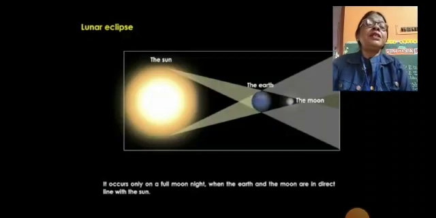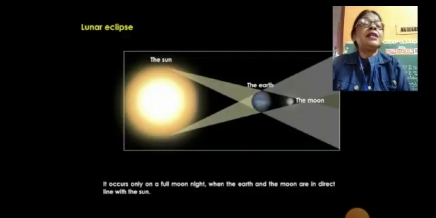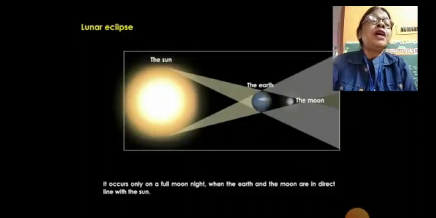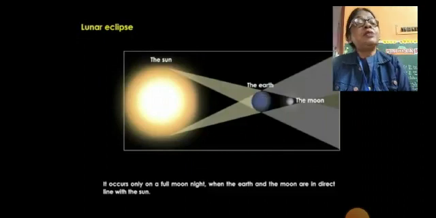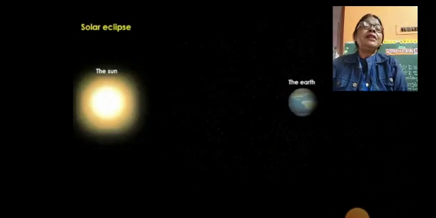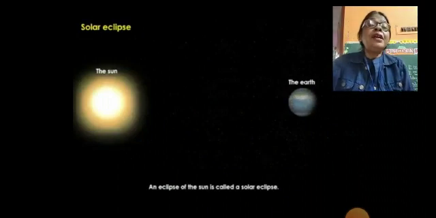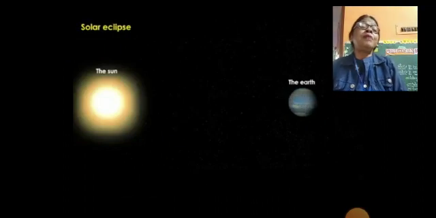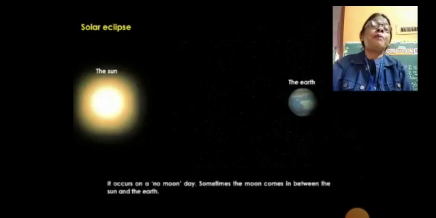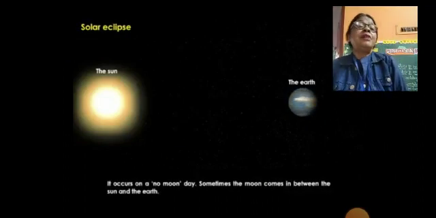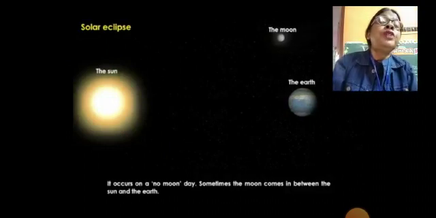Sometimes we can see the lunar eclipse as partial, and sometimes it is a full lunar eclipse. That happens on the full moon day. But what is called a solar eclipse? Sometimes we cannot see the sun properly in the daytime. That happens on the new moon day.